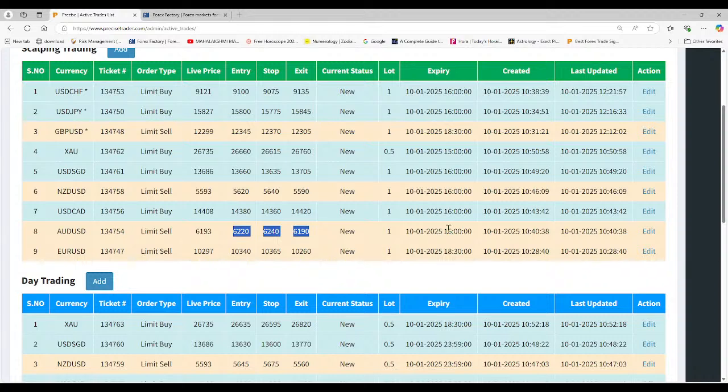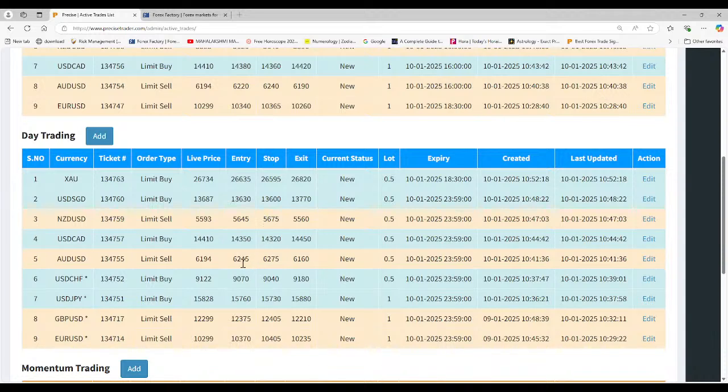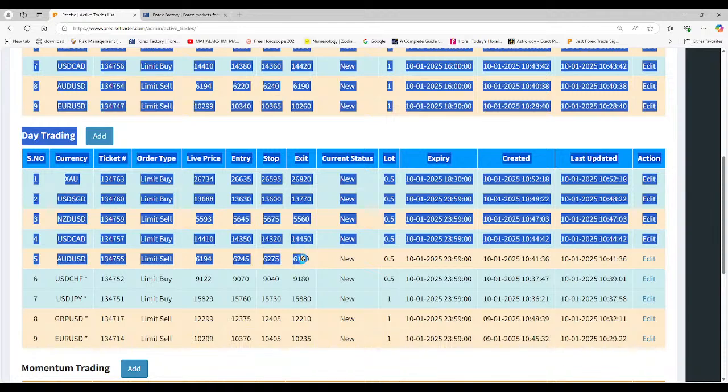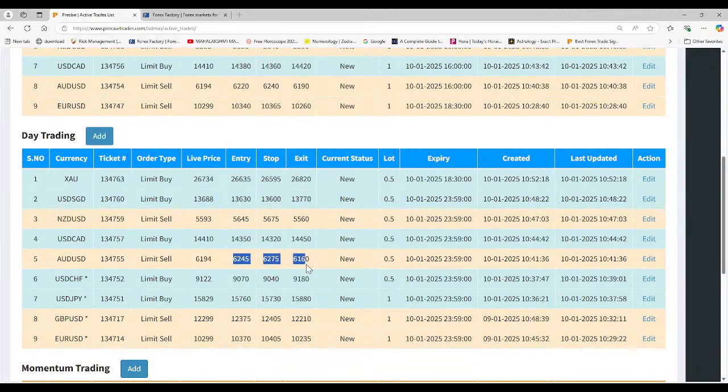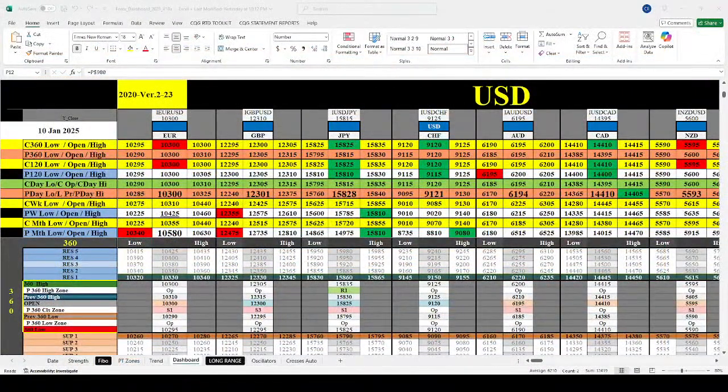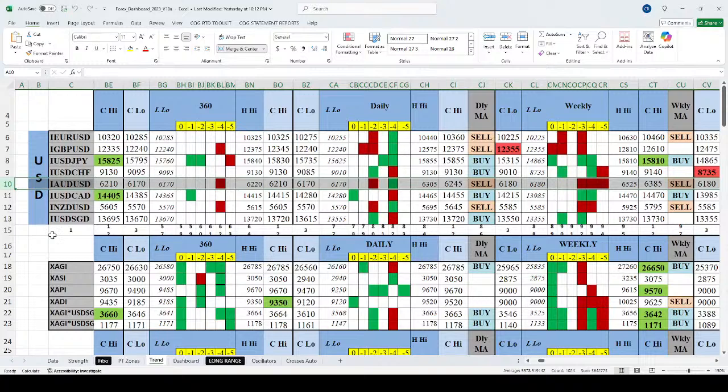It was 61.90, now it's 61.95. The expiry we have given is 4 p.m. I think this is still valid. And we have 62.45 and 61.60. So this is a half lot. I think we are waiting for the data, and after the data we might get this move, these levels reaching. So let's move on to the next currency.